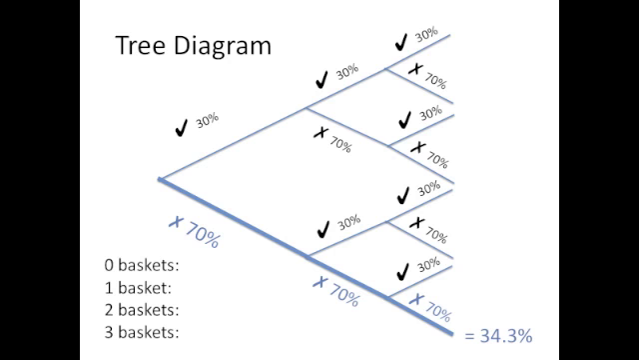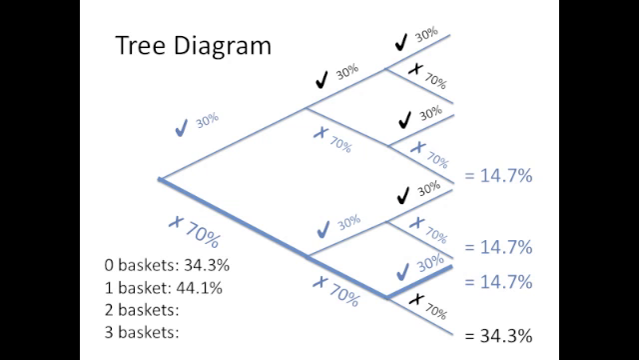This means that making 1 basket would be 70% times 30% times 70%, which is 14.7%. But since the diagram shows that there are 3 chances of getting just 1 basket, you must multiply the percentage times 3 to get the correct amount, so the percentage of making 1 basket is 44.1%.